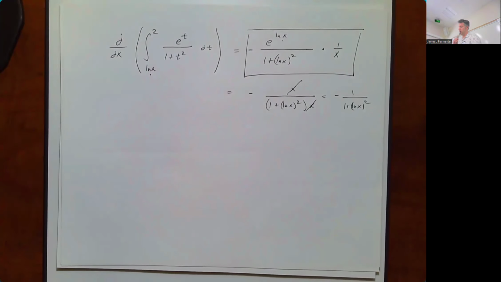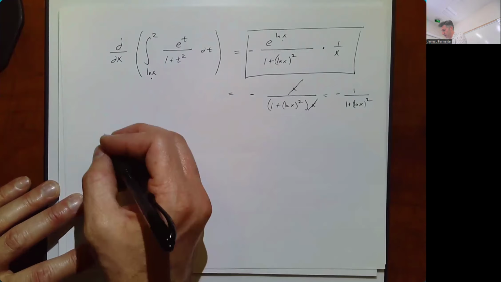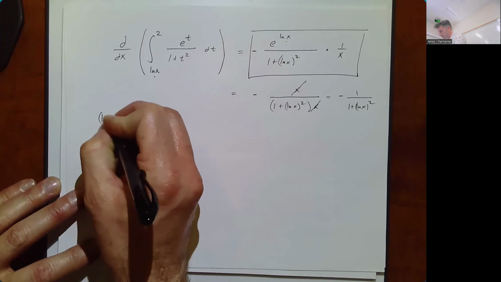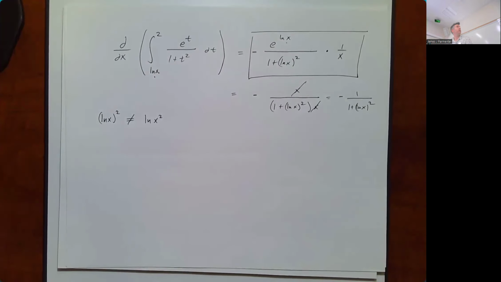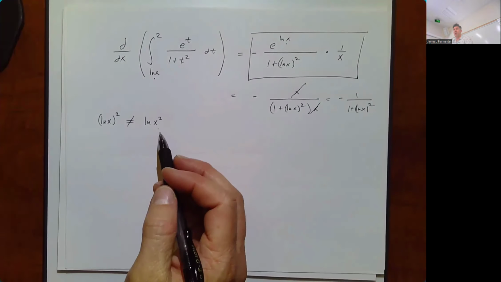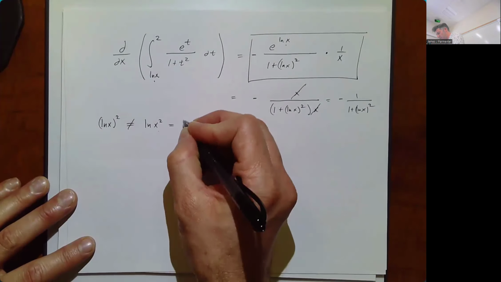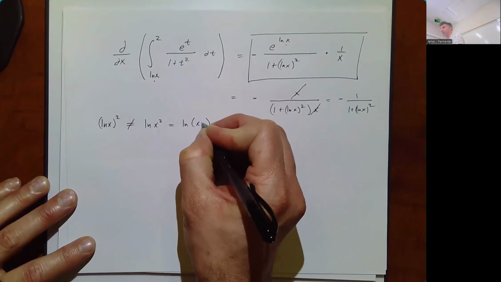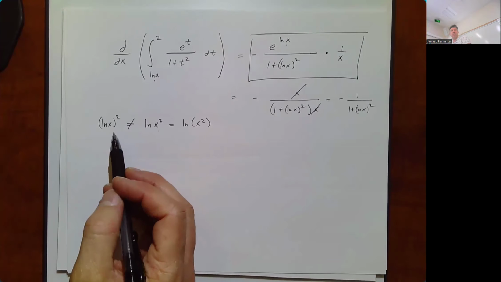Something else I want to say here. Make sure that when you write natural log of x quantity squared, that you write this and not this. Because if you write it like that without any parentheses, the default assumption is that the natural log of x squared means the natural log of parentheses x squared, which then you can bring down the 2 in front, whereas you cannot bring down the 2 in front here.